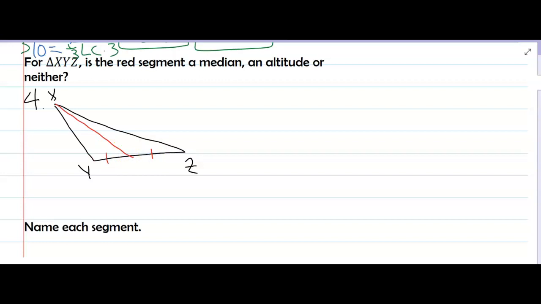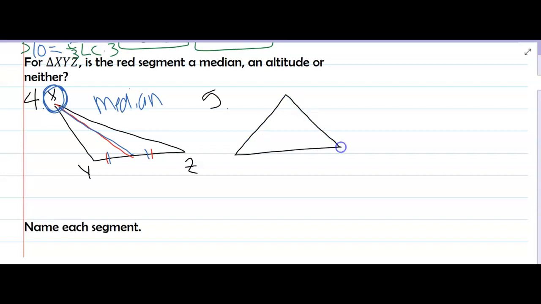So we have a couple options. It says, is the red segment a median, an altitude, or neither? Now, if it's a median, it's going to go from a vertex to the opposite side, and it's going to cut that opposite side in half, which, if you notice, is exactly what's happening here. X is the vertex. X, to whatever this segment would be called, cuts this in half. This is going to be a median. Okay, number 5. Let's draw a triangle. It looks like this. We'll call it triangle XYZ again.